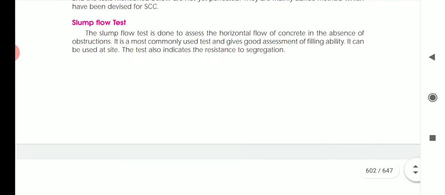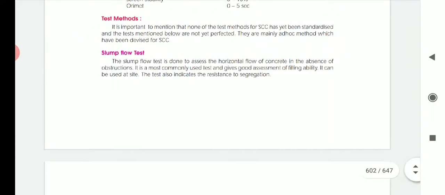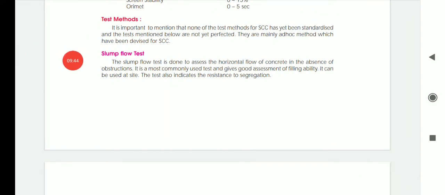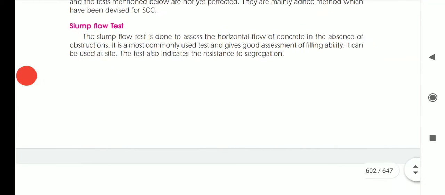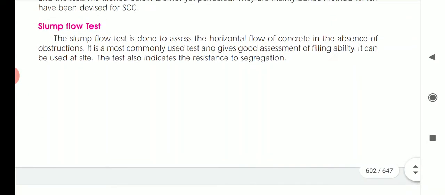What is the slump flow test? The slump flow test is done to assess the horizontal flow of concrete in the absence of obstructions. It is the most commonly used test, and gives a good measurement of filling ability. It can be used at a site. The test also indicates the resistance to segregation.